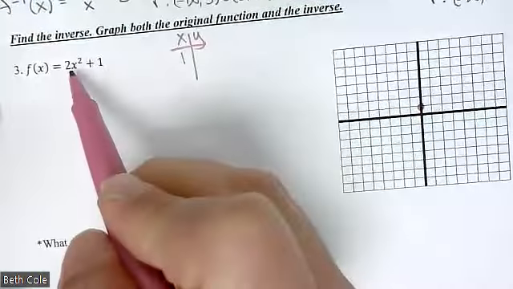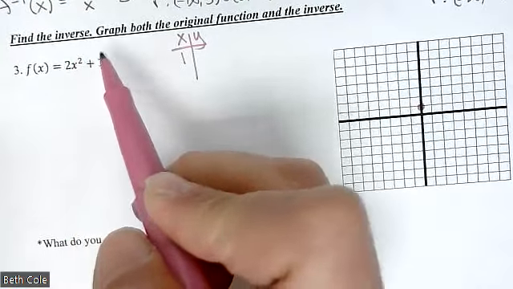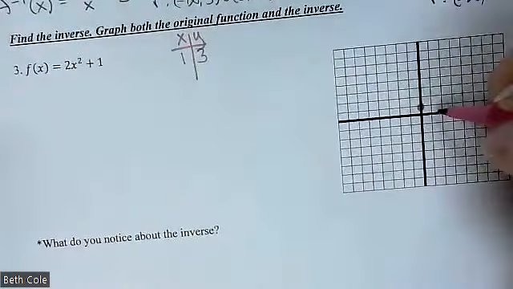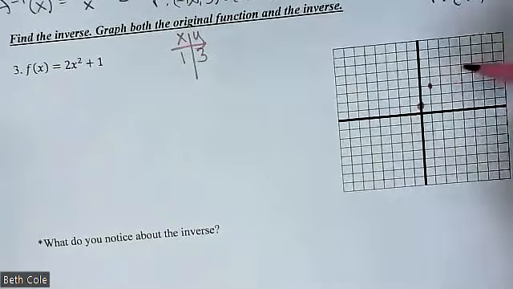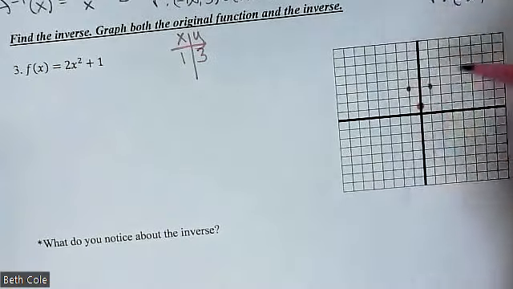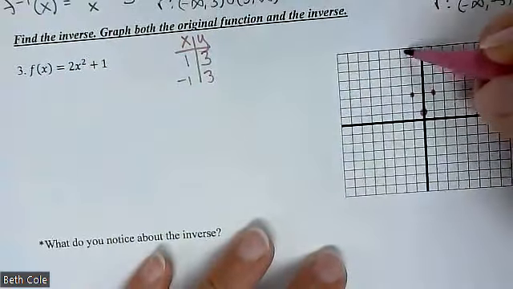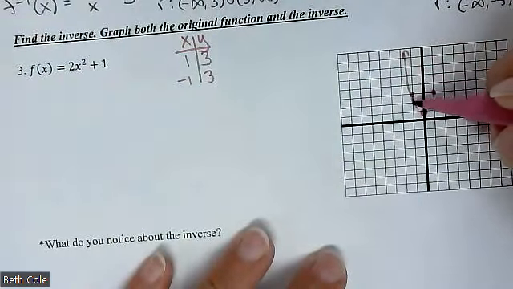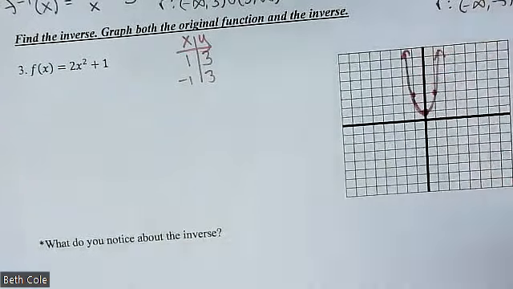So let's plug in 1. 1 squared, 1. Double that, 2 plus 1, 3. So you get 1, 3. And then you can also get -1, 3, because we know it's going to be a parabola. So y equals mx plus b is only for a line. This is a quadratic, so that doesn't apply, unfortunately, but it's kind of like a slope.